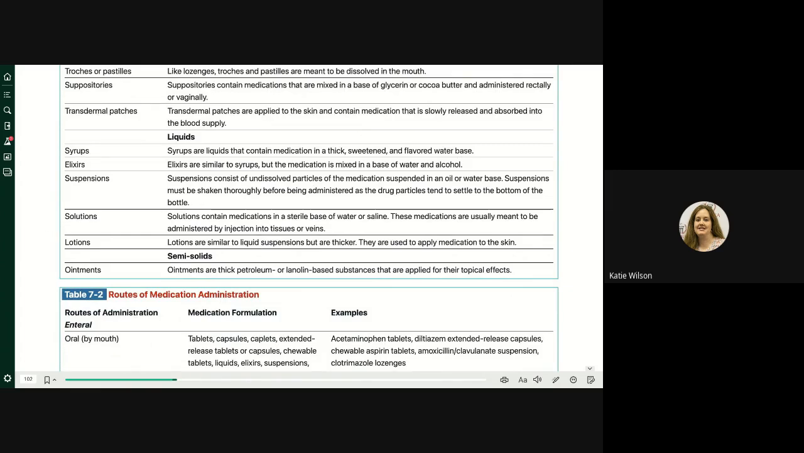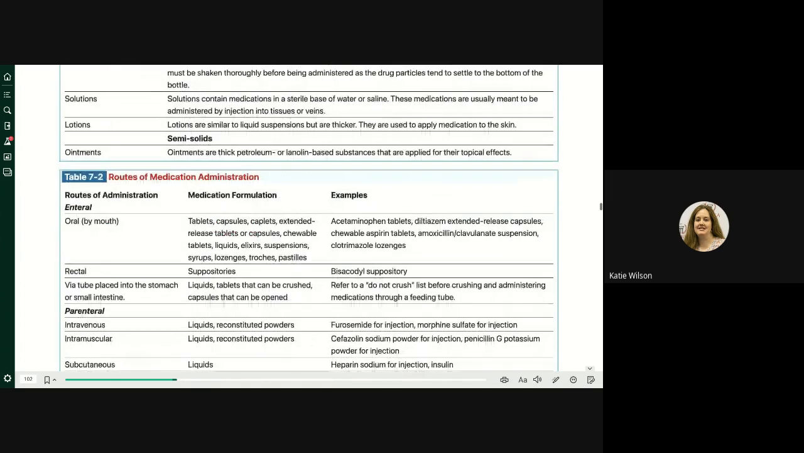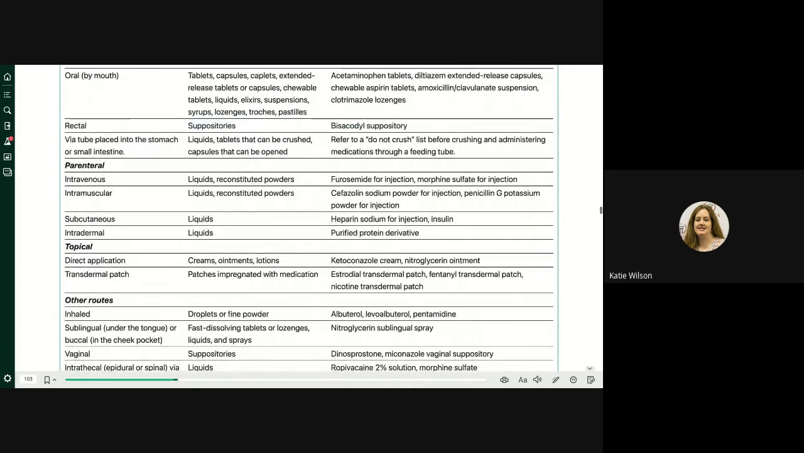Okay, so different routes of medication administration. Oral is by mouth. So typically we give tablets and capsules and liquids by mouth. Rectally, we can give suppositories. Can also give suppositories vaginally. You can also give them by a tube placed into the stomach or small intestine. We can give liquids. We can give tablets that can be crushed or capsules that can be opened.